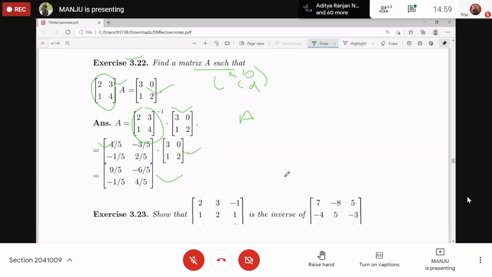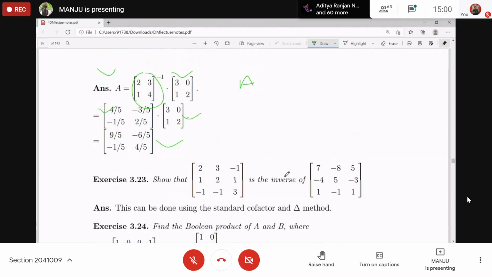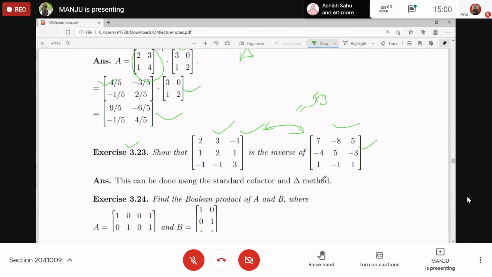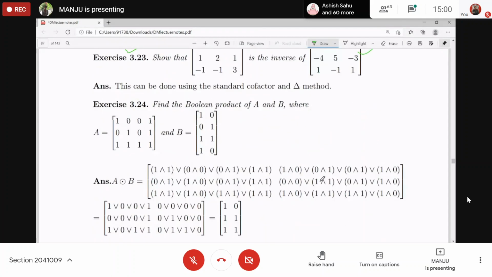Clear or not? Yes, ma'am, clear. Next, to check whether this is the inverse of this matrix, just multiply it with this one. If you get I3, the identity matrix of order 3, then it is the inverse, otherwise not. Or you can directly find the inverse of this matrix and compare. Next, this one is an exercise for you.